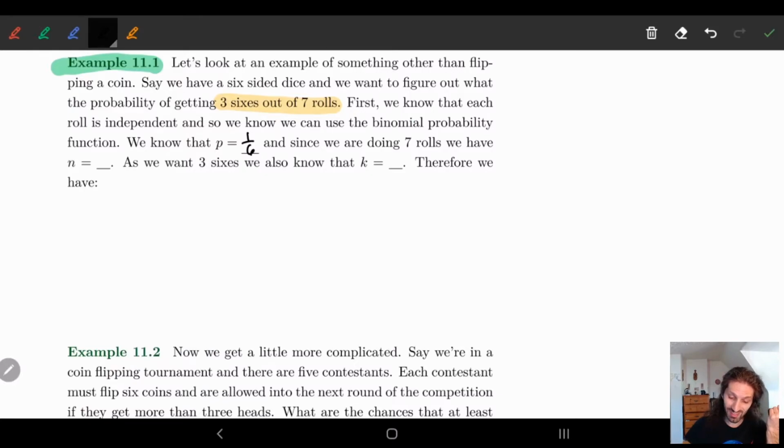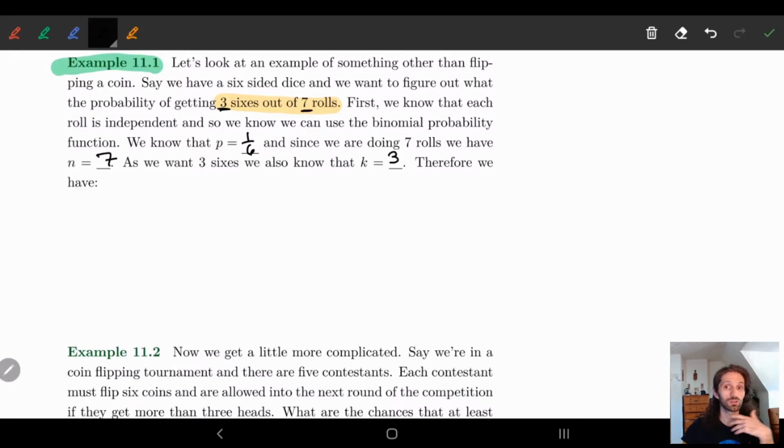We're doing the roll 7 times, right? So out of 7 rolls, that basically means that N in our case is equal to 7. Now, how many successes do we want? In this case, what we want is 3 6s, right? So we're saying 3 6s, and this is how we know that K is equal to 3.